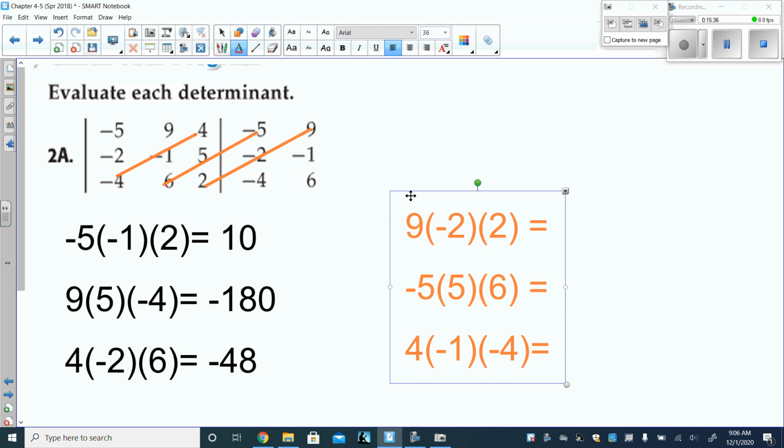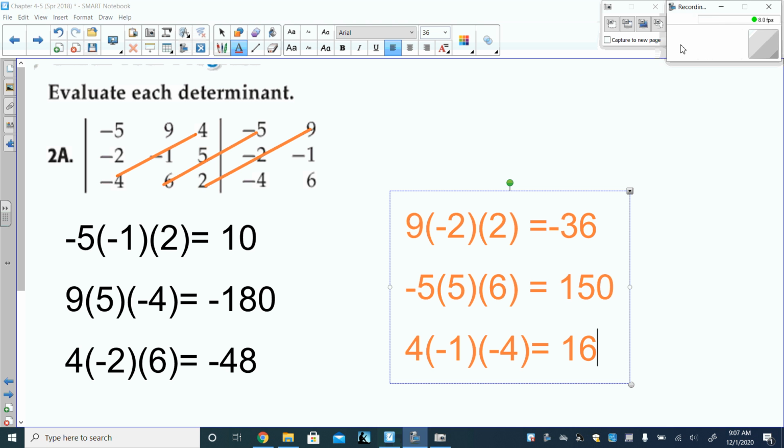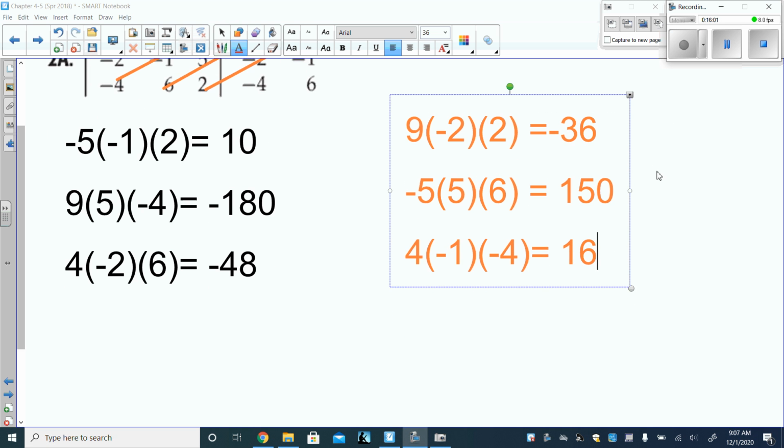And again, just like with the first one, we can multiply these together. So 9 times -2 times 2 is going to be -36. -5 times 5 is going to be 25 times 6, which will give us 150. And our last one, 4 times -1 times -4 will give us 16. So we get these two sets here. Now all we need to do is add them together.